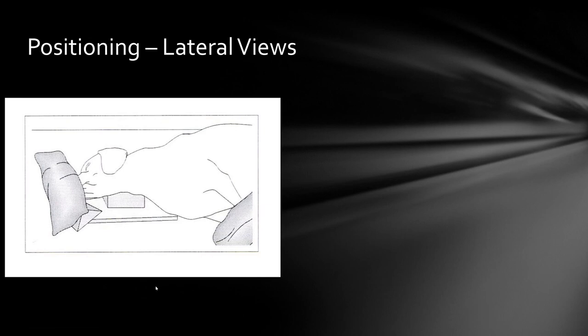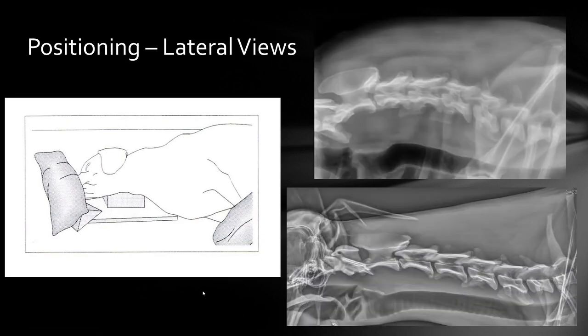So to accomplish straight positioning, we might need wedges under the nose, under the neck. We use sandbags to put the legs out of the way and get the nose flat on the table. And what we want is a radiograph like the one on the bottom here.